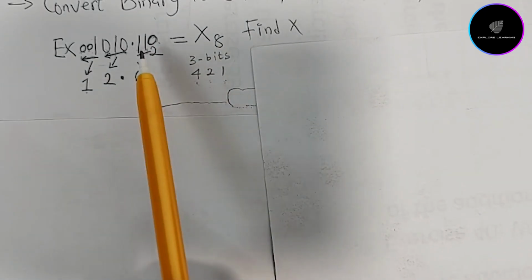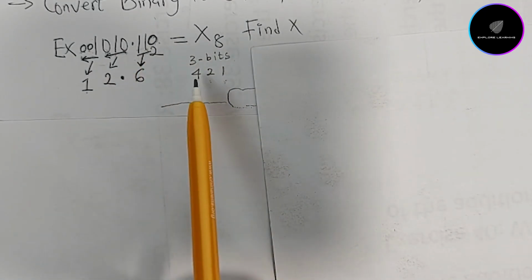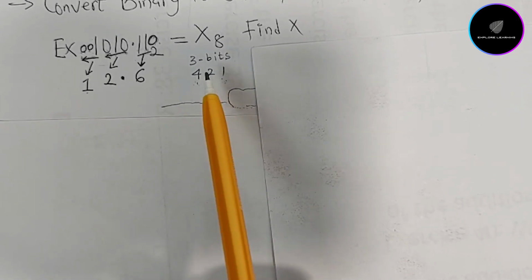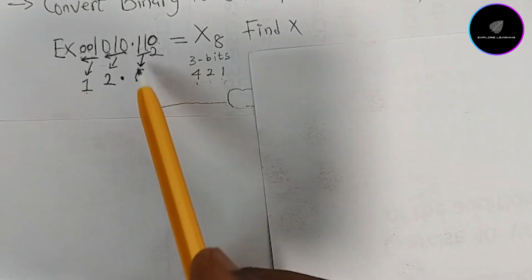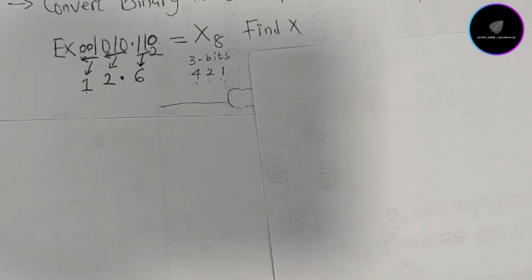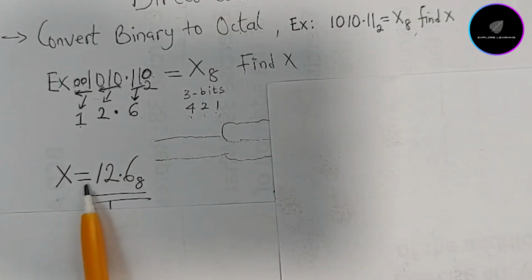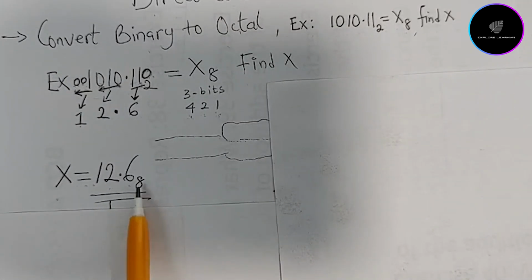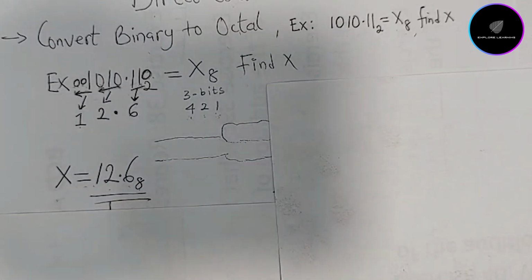Then you have the dot. Now where you have 1, 1, 0, when you check the code, it means you have 6. So in this case, you have 6 representing this group. So therefore, x will be equal to 1 2 . 6 base 8. So this is how simple it is to calculate this example.